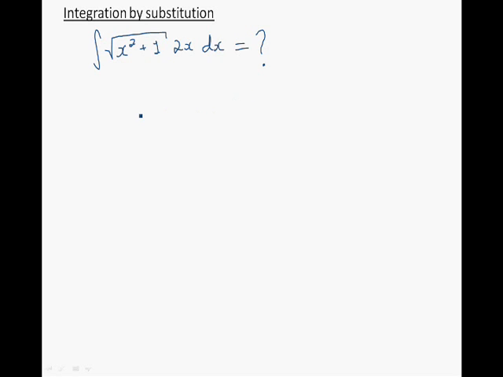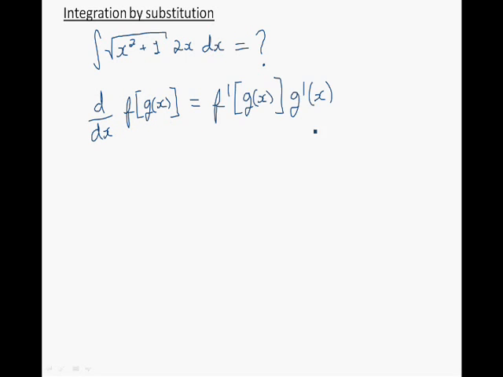Let's begin by recalling the chain rule from differential calculus. So the derivative of the composite function f of g of x is equal to the following. So the derivative of the outside function f prime evaluated at the inside function g of x, times the derivative of the inside function g prime of x. Now knowing about integrals, we can say the following.